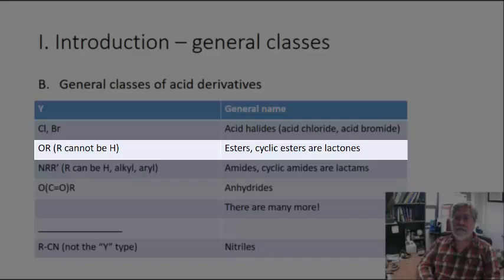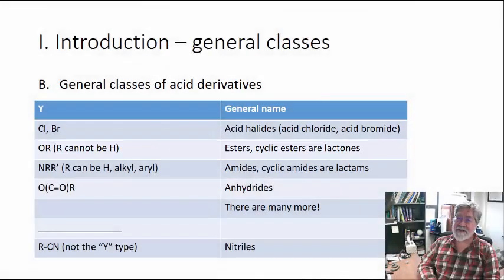A second class of derivative that you'll see frequently are the esters. Esters are when the Y group is an alkoxy radical, represented by OR. Notice in the parentheses it states that R cannot be hydrogen. I hope that's obvious to you. What would you have if R is hydrogen? Let's think about that a moment. Would it not be a carboxylic acid? So this is the one case where R can't be a hydrogen among the acid derivatives.